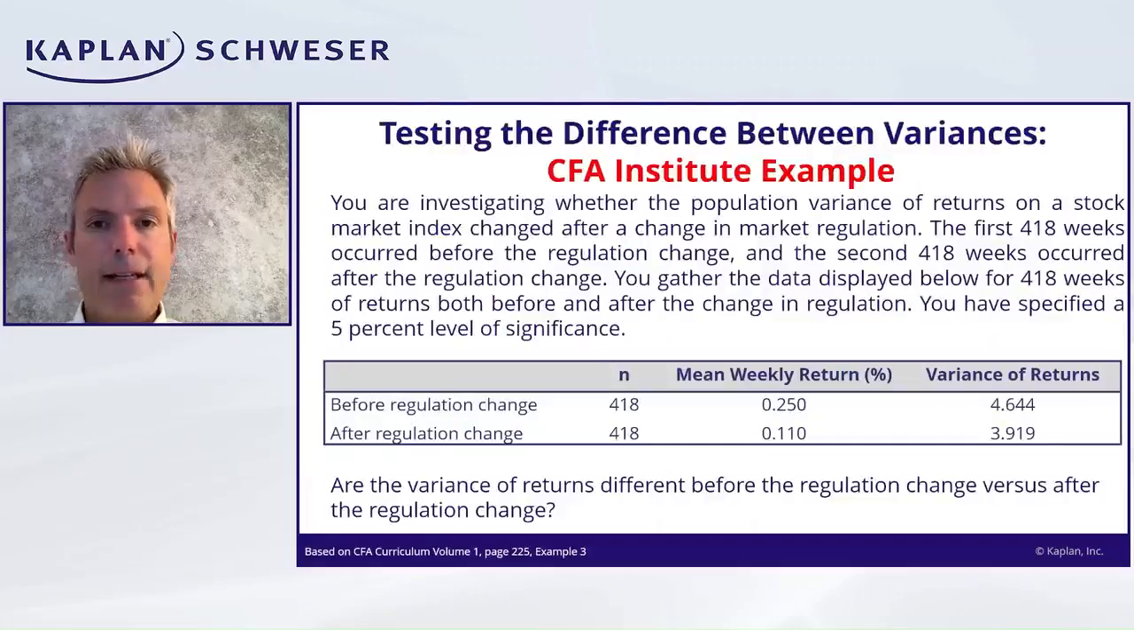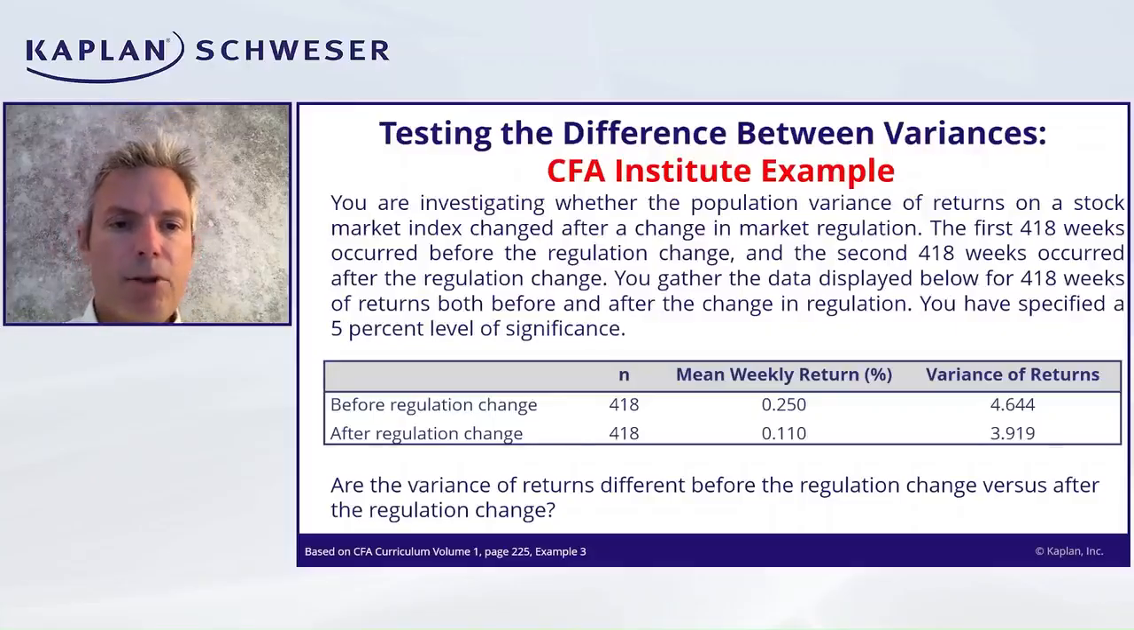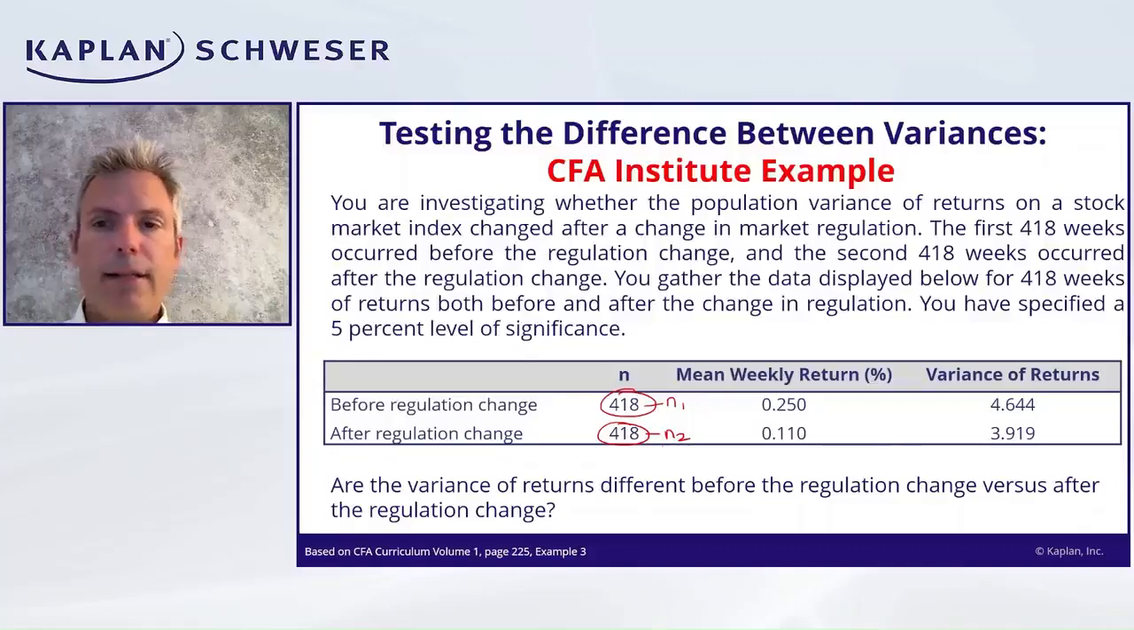Let's have a look at a CFA Institute example. You are investigating whether the population of returns on a stock market index changed after a change in market regulation. First 418 weeks occurred before, and then another 418 weeks afterwards. So this is giving us our sample size. If we're looking at weekly data, the sample sizes are actually the same. You've got an N1 of 418 and an N2 of 418. You gather data before and after. There's your alpha, 5% significance there.